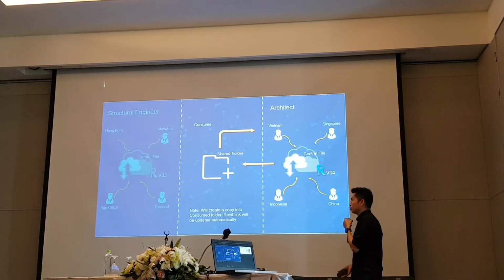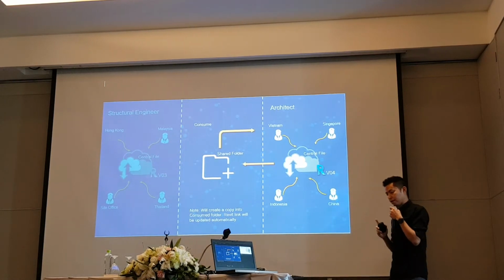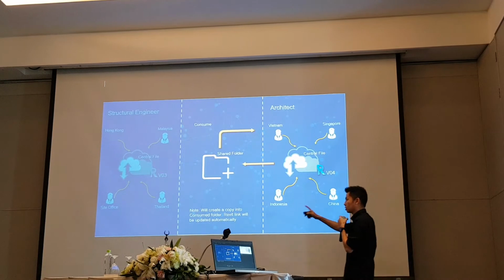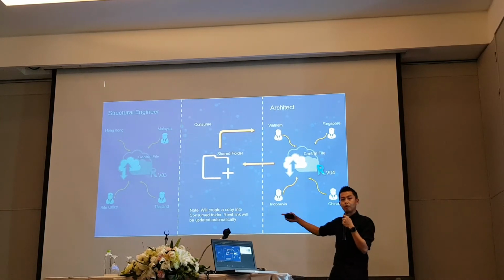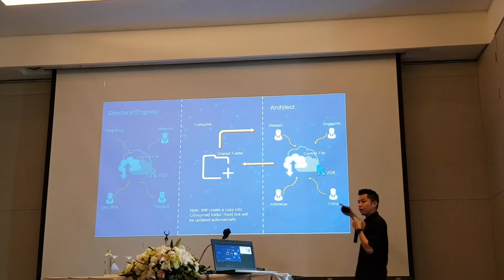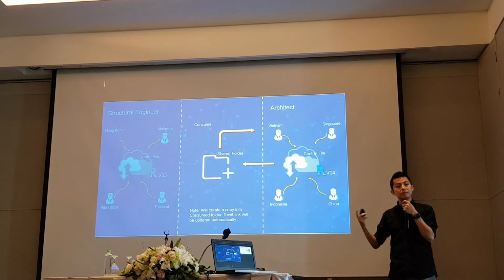Again, they will click consume. They will go into the consume folder. Now, what will happen here is the first version of the Revit structure model is already in the consume folder. Now you are replacing that model. When you open up your Revit, the structure model will be updated immediately.